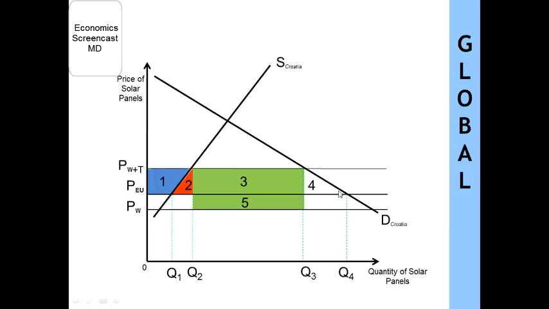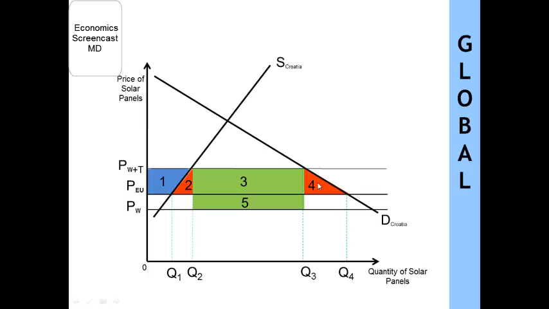Also, there will be an element of regained efficiency. As domestic production reduces because of the contraction in domestic supply, Area 2 will see an element of regained efficiency because there'll be lower cost production at PEU than there would have been domestically if domestic producers had been protected by the tariff at the higher price of PW plus T. Also, with the lower price, Area 4 represents additional consumer surplus, which can be enjoyed by Croatian consumers.